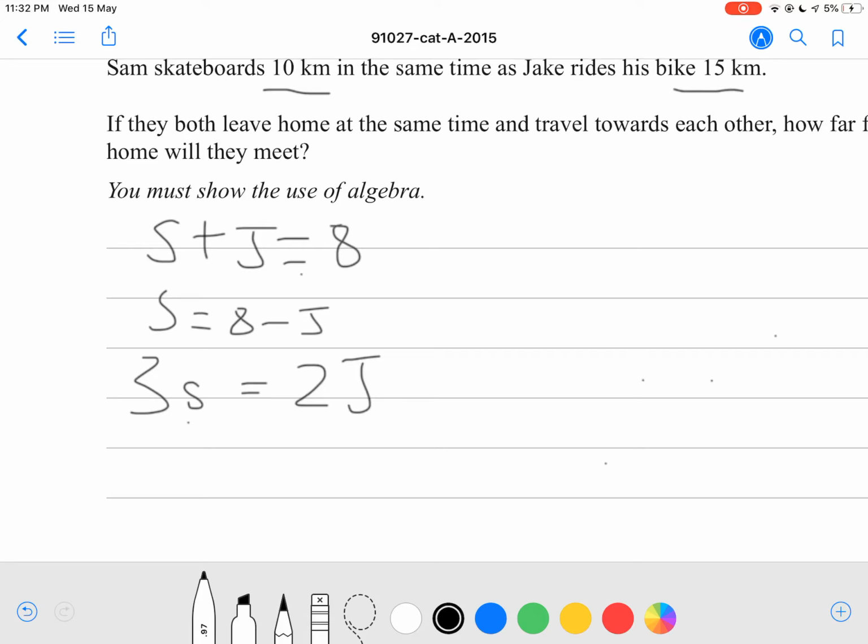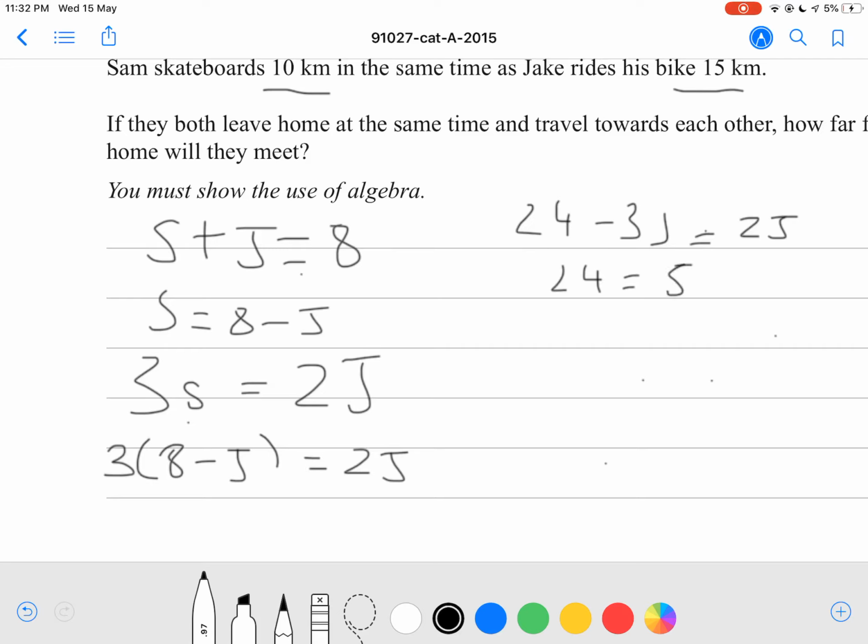So therefore, we know that S equals 8 minus J, so we substitute S equals 8 minus J, so 3 times (8 minus J) equals 2J, 24 minus 3J, not 3Y, 3J. 24 minus 3J equals 2J. You move the 3J to our side, so 24 equals 5J. Therefore, J equals 4.8. And because Jake starts 4.8 kilometers from his house, that means they meet 4.8 kilometers away.